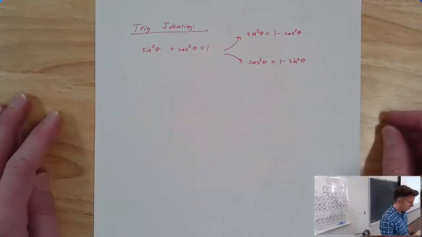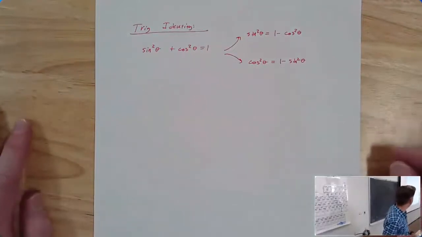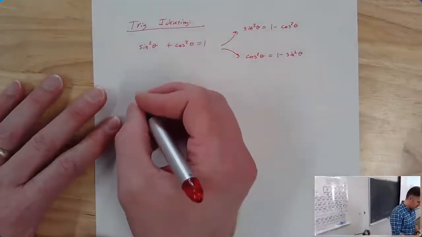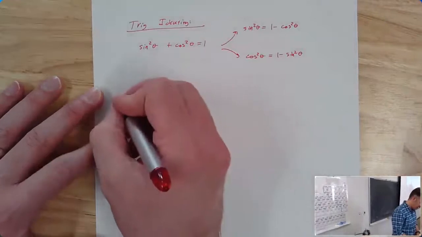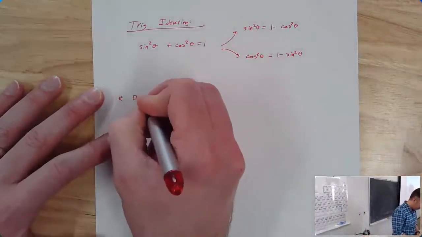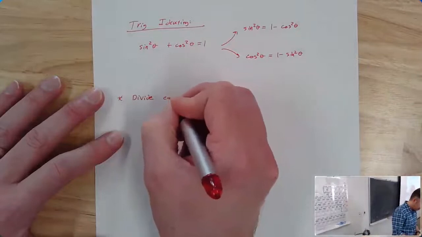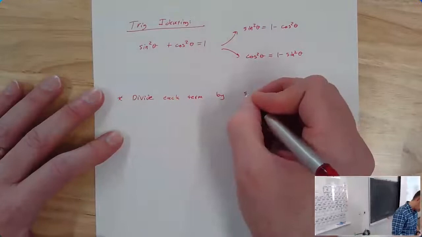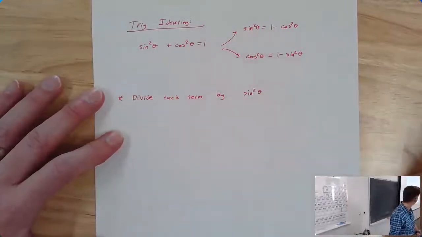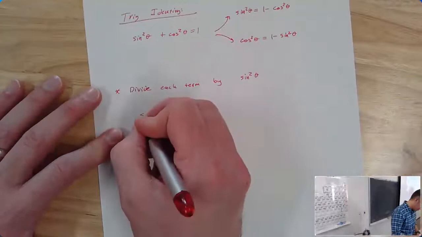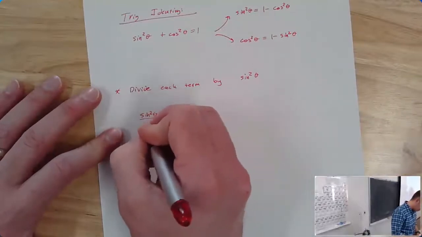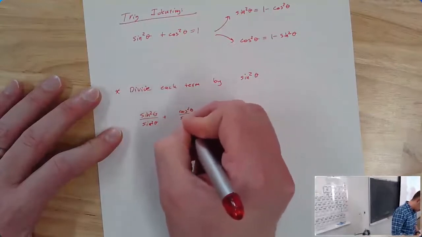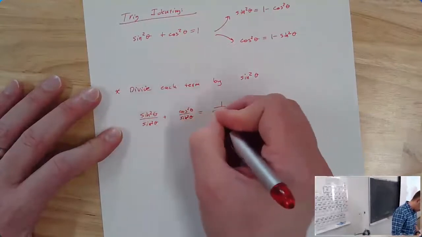There's also a couple other things you can do with this that do come up. Another thing you could do is take that identity and divide each term by sine squared first. Let's see what we get. I get sine squared theta divided by sine squared theta, I get cosine squared theta divided by sine squared theta, and I get 1 divided by sine squared theta.